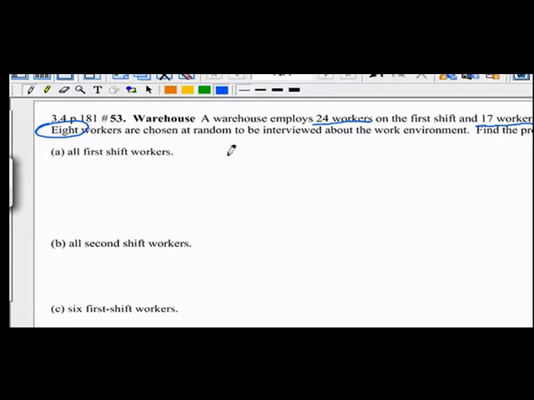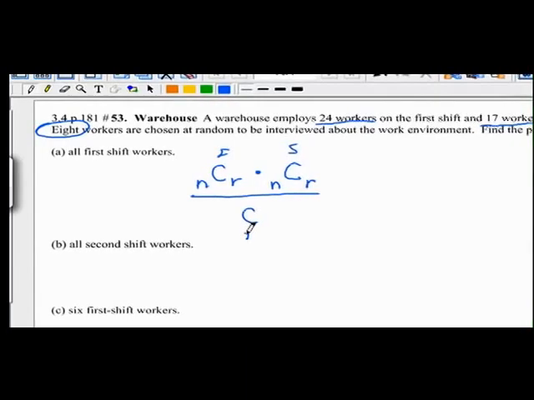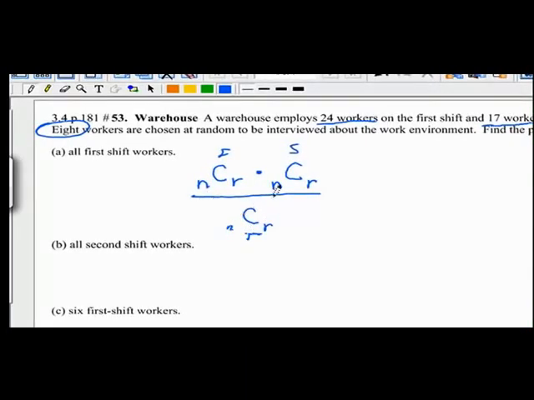So our formula is going to be our first shift, how many are we going to choose, N choose R, times second shift, choosing how many out of how many we have, divided by our total, T for total, choose R. For this problem, our first shift is always going to have 24, so this N here is going to be 24. And our second shift is always going to be 17. The N in the denominator has to always be the total of those two.